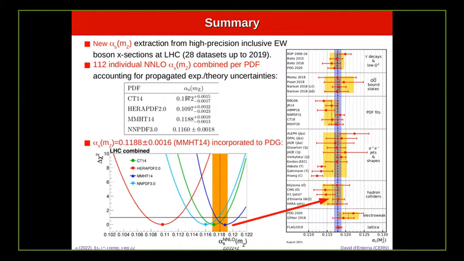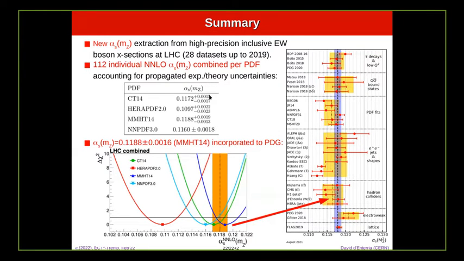So what I presented today is this new alpha S extraction from high precision inclusive electroweak boson cross sections at the LHC. We use 28 data sets up to 2019. So we have more than 100 individual alpha S values at NLO derived per PDF, so of course this is 28 per PDF. And we combine them, accounting for propagated experimental and theory uncertainties and their correlations.